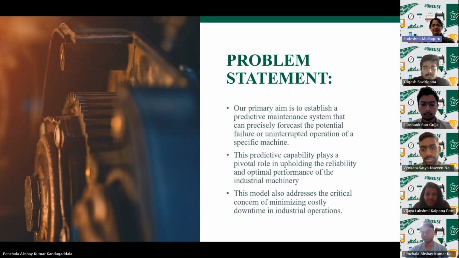Coming to the problem statement, our primary aim is to establish a predictive maintenance system that can precisely forecast the potential failure and uninterrupted operation of a specific machine. Also, this predictive capability plays an important role in upholding the reliability and optimization performance of the industrial machinery. This model also addresses the critical concern of minimizing costly downtime in industrial operations. So by forecasting the potential failures, we help teams fix problems before they happen. This basically saves time and resources by avoiding unexpected breakdowns.